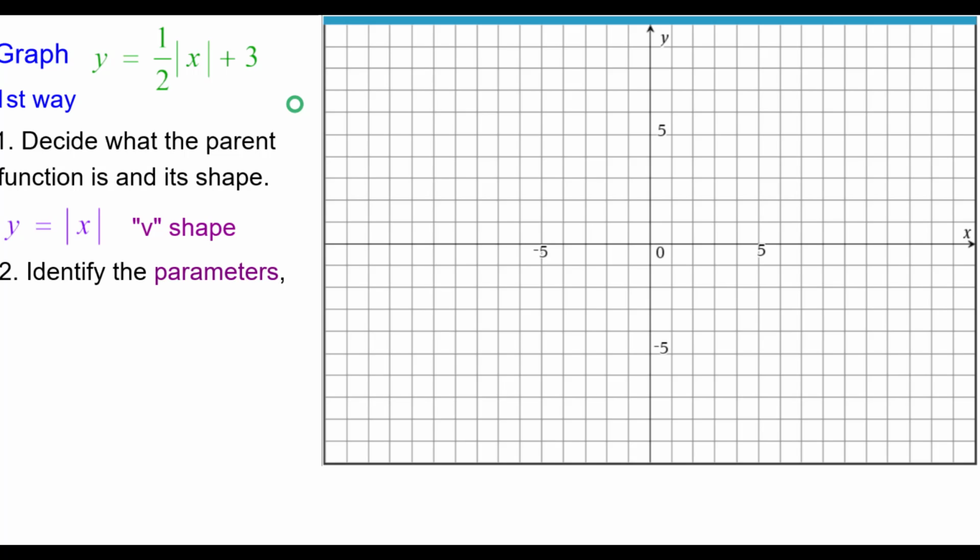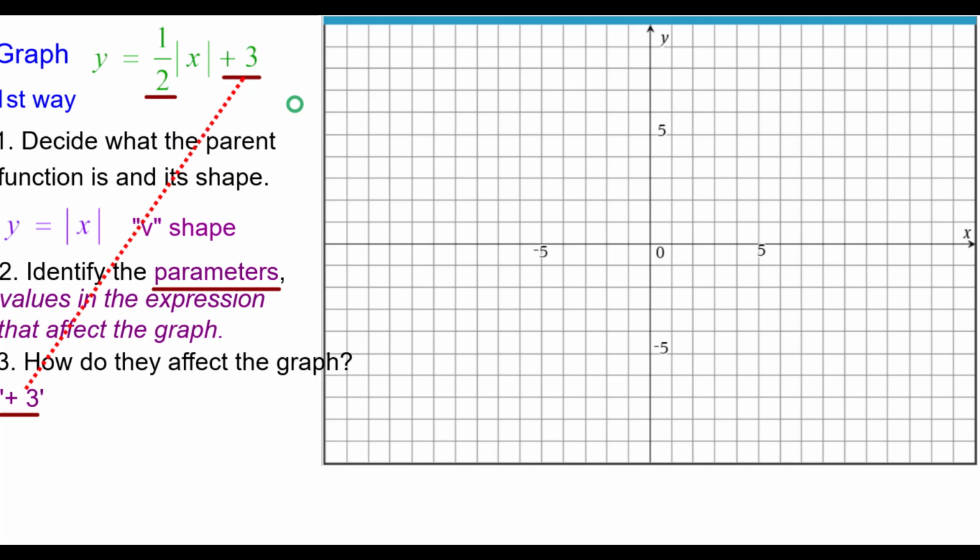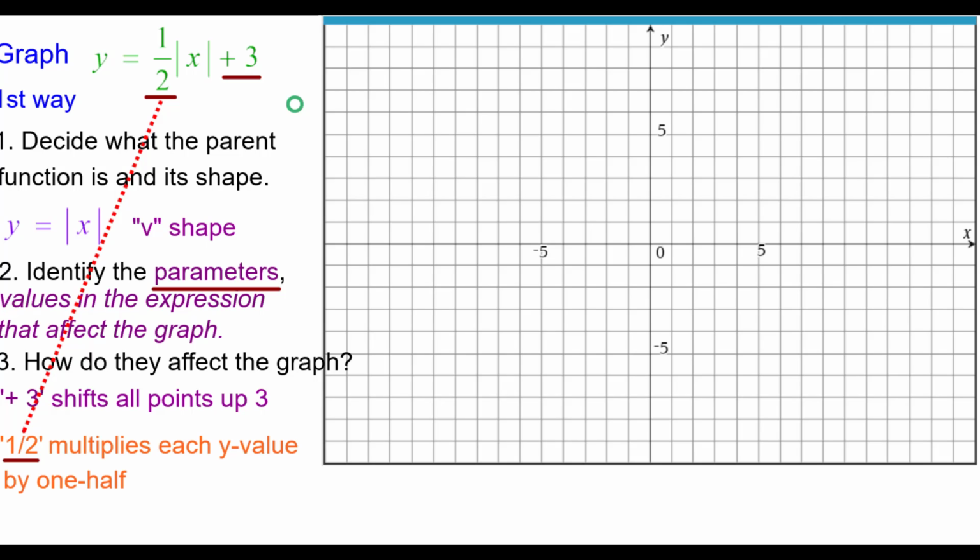Identify the parameters, and by that we mean values in the expression that affect the graph. There are 2 parameters here. And how do they affect the graph? Well, the plus 3 shifts all points up 3, and the 1/2 coefficient multiplies each y value by 1/2.